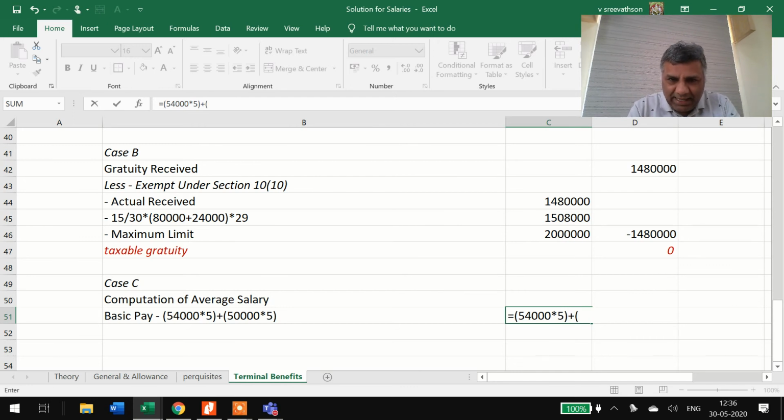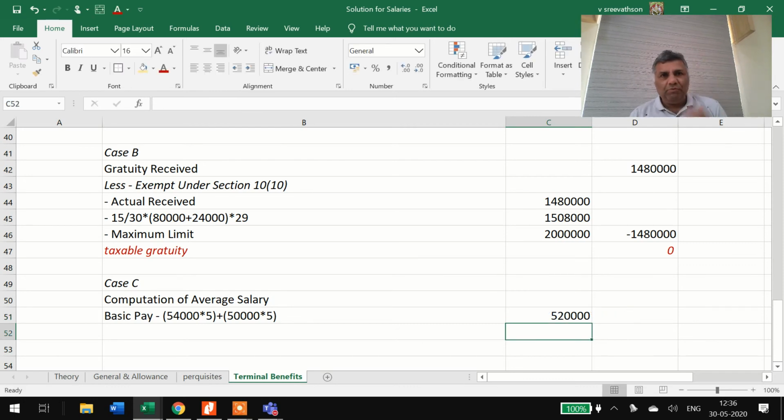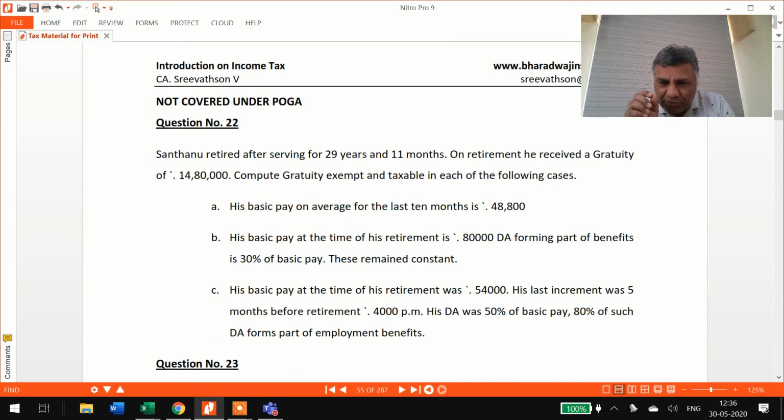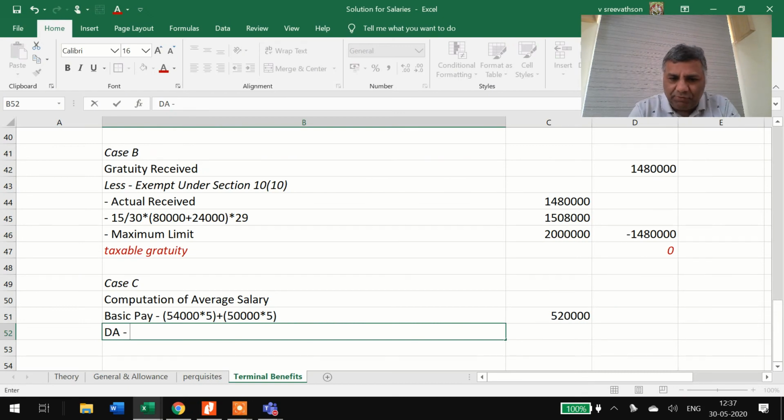After that, DA is also there. Then I will take 5,20,000. 5,20,000 is his basic pay for 10 months. DA, the question says 50% of basic pay, of which 80% forms part.